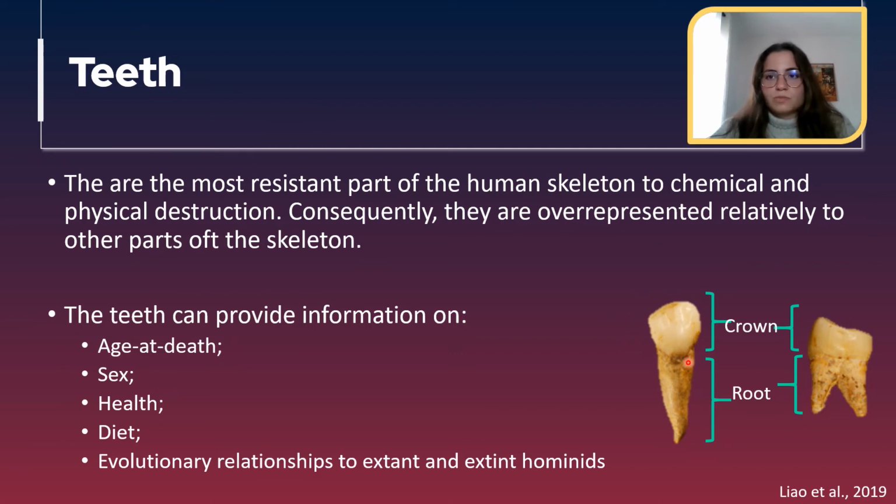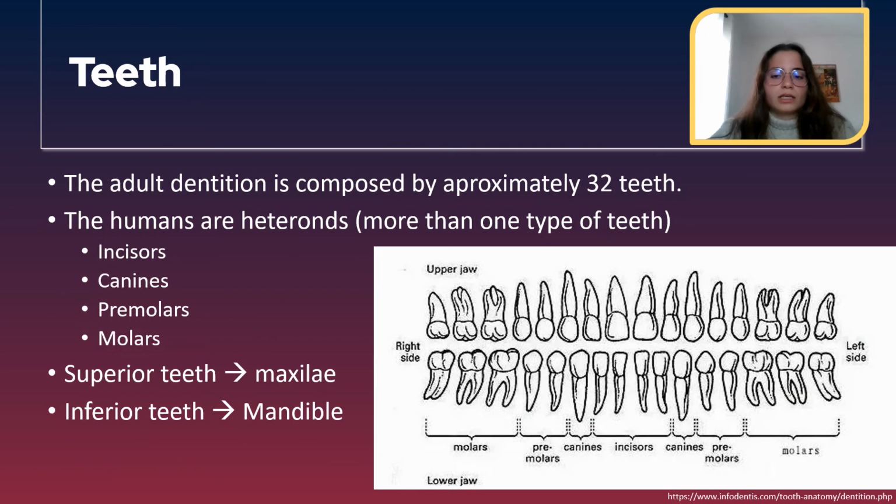An important thing to know about the anatomy of the teeth is that they are divided into the crown, which is this part, and then the root. The adult dentition is composed of approximately 32 teeth. We humans are heterodonts, which means that we have more than one type of tooth. So we have incisors, canines, premolars, and molars. All of these are divided into superior and inferior. The superior teeth are attached to the maxilla and the inferior to the mandible.